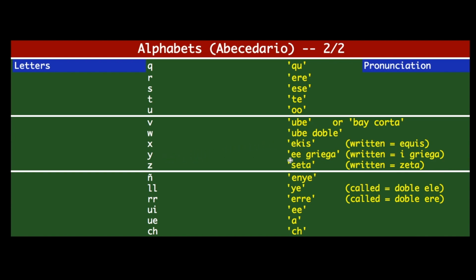The next one is I griega, right? We saw the I Latina, and so this is I griega. I is I, griega means Greek I. But when you write it as Y, it is pronounced as I in Spanish, I griega. The last one, folks, is zeta, which has a sound of s. So that was about the list of alphabets, folks, which are also present in English, exactly the same.